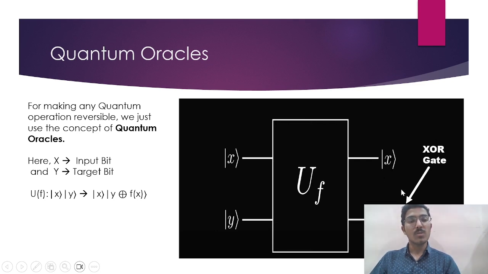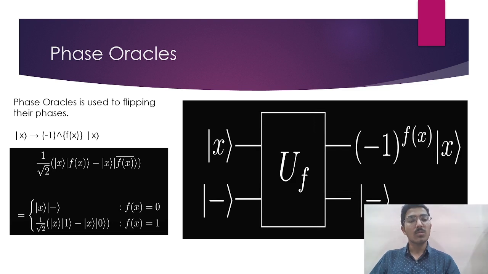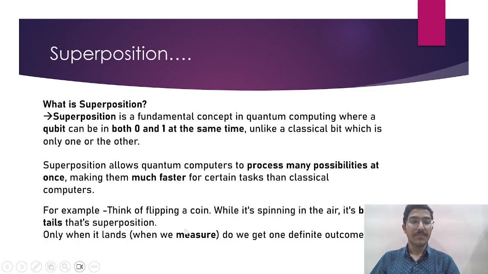Now we will move on to the phase oracle. We know that a phase oracle is used for flipping the phases. Here is the circuit diagram of the phase oracle, the equation required for the phase oracle, and the output which can be produced from the phase oracle system.